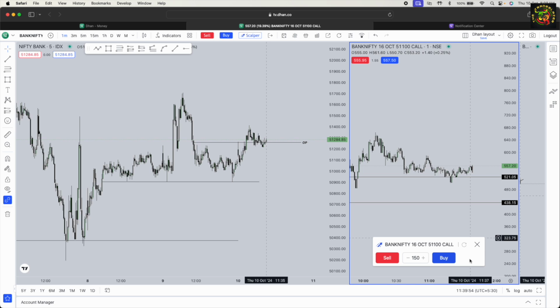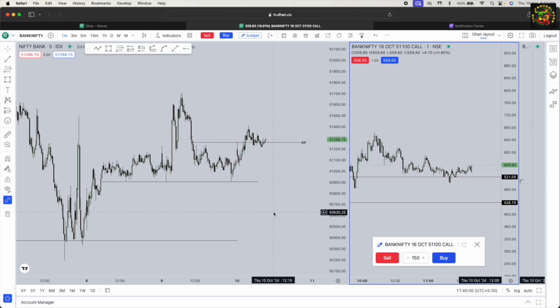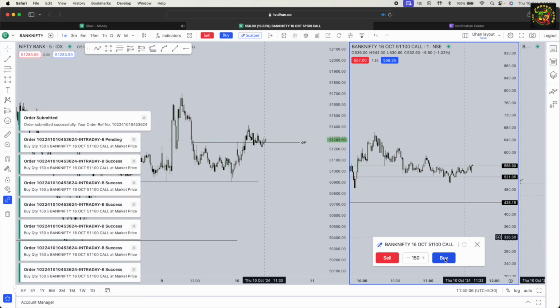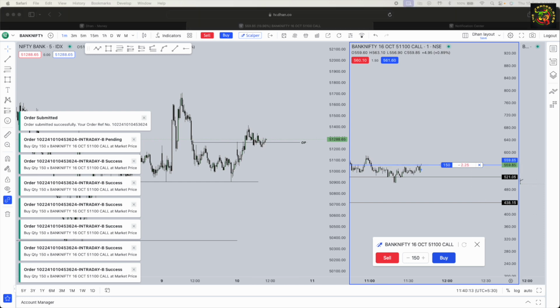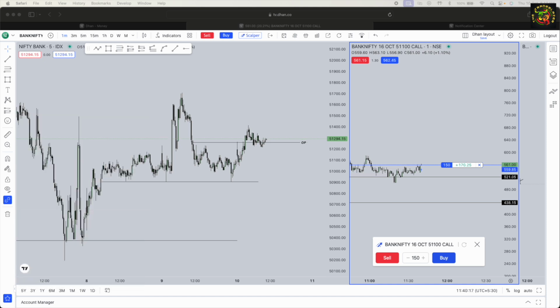So price has shown bullishness and started trading above the opening price and today's high as well. And then we were waiting for a pullback, guys. It gave the pullback and then it is firmly sustaining above the opening price. That's where I have bought 150 quantity of 51,100 call here, and we'll see how this trade goes on from here.